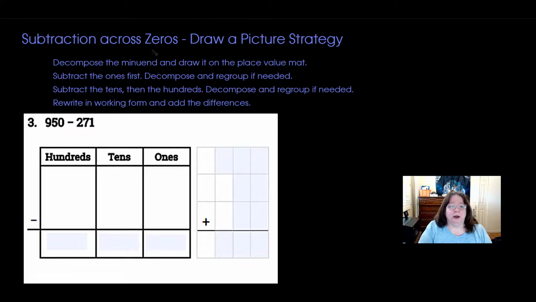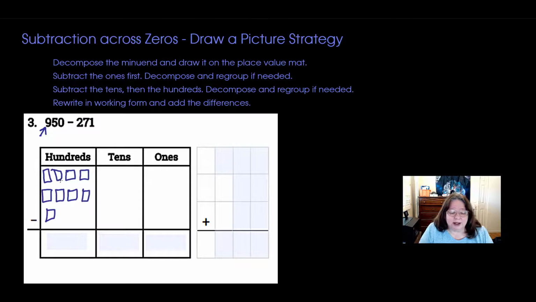Let's just jump in. Our problem, 950 minus 271, and we're looking for the difference. I'm going to decompose the minuend and draw it on the place value mat. I'm going to draw squares for the hundreds blocks because that's what they look like when we have our manipulatives. It's a square of 100 tiny cubes. So I'm going to draw 9. I look at each digit one at a time to determine how many I'm going to draw. So 9 hundreds blocks. 1, 2, 3, 4, 5, 6, 7, 8, 9.